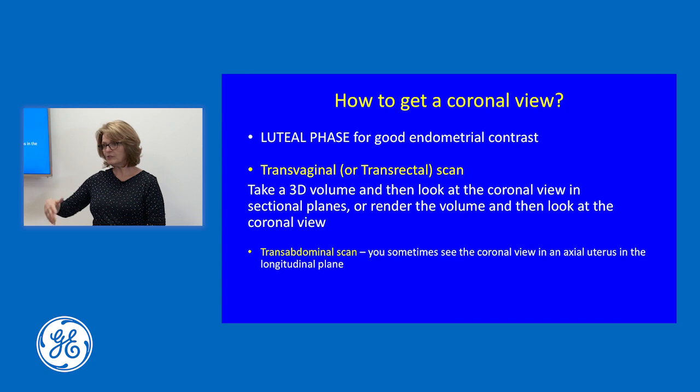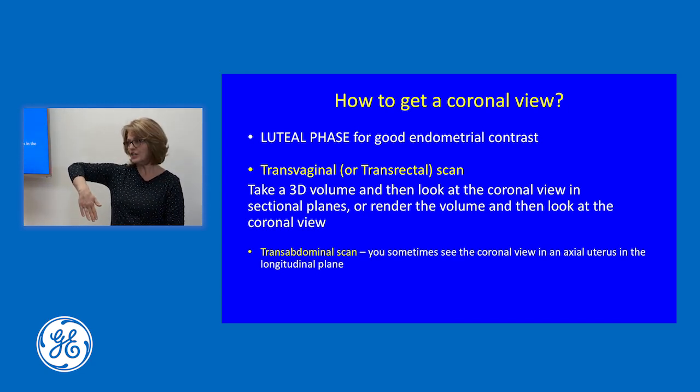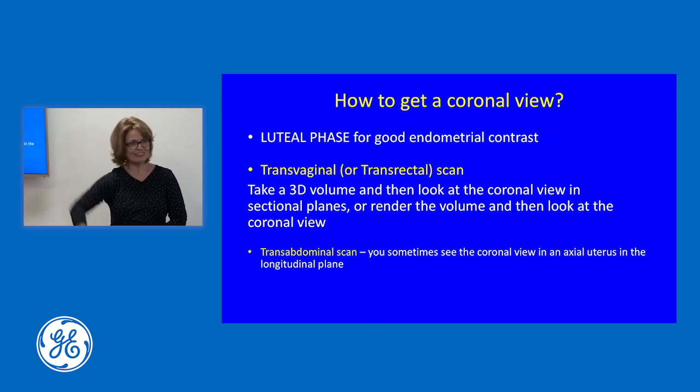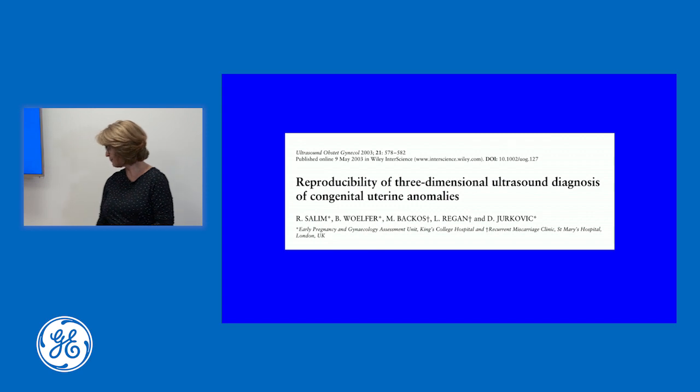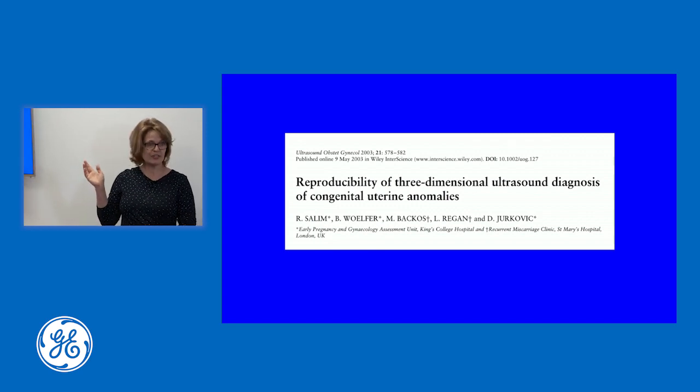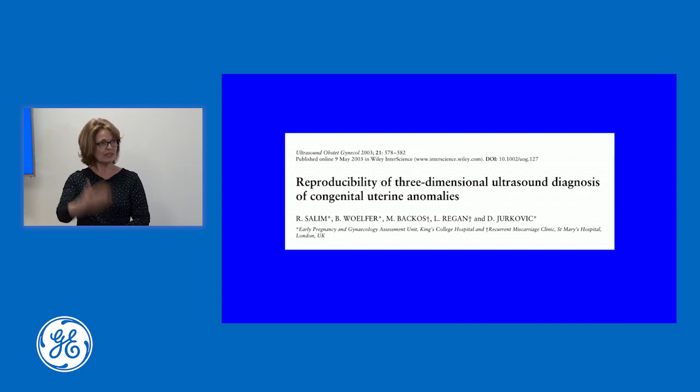On transabdominal ultrasound, but also transvaginal, if you have a retroverted or an axial uterus, you can sometimes get that coronal plane in 2D because of the way that the ultrasound waves are not bounced off the fundus, but using 3D is much better. I use this classification from 2003 from Salim and Jurkovic. I think it's the best classification. It's the most reproducible, and I like it very much. If you tell your colleagues this is what you're using, they will always know how to interpret your ultrasound.